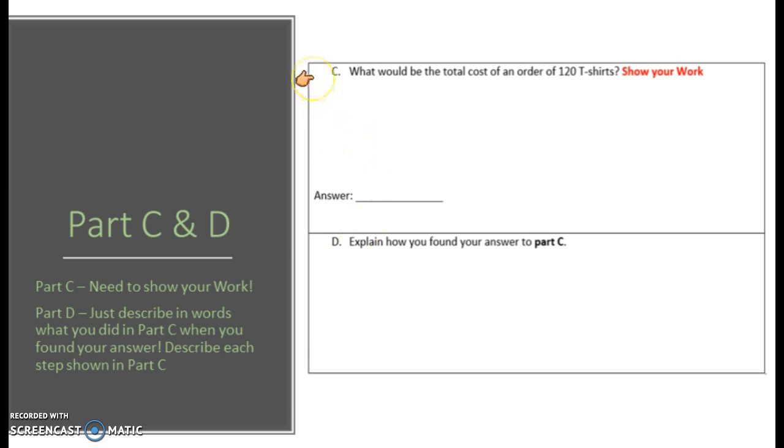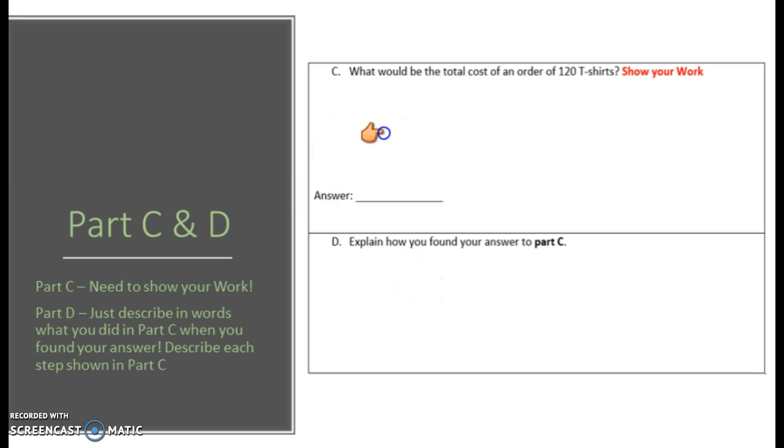Part C, what would be the total cost of an order of 120 t-shirts? Here I'm asking that you show your work. So you should use the equation and find the value of the total cost if you print 120 t-shirts. And make sure you put the answer with the description. So again, remember unit of measure. Your answer is total cost, so it should be dollars, and it goes right there.